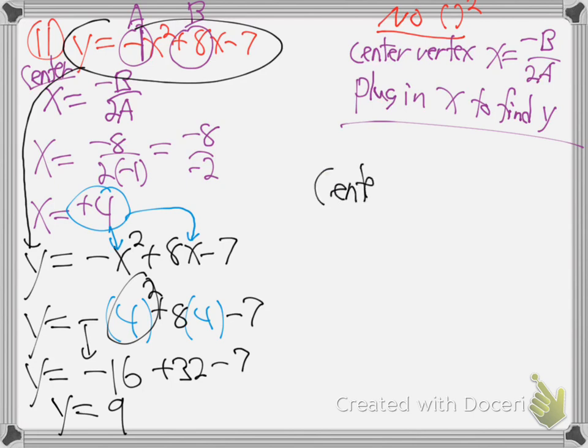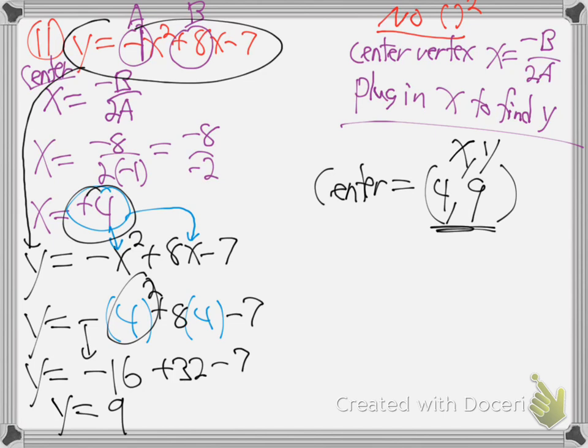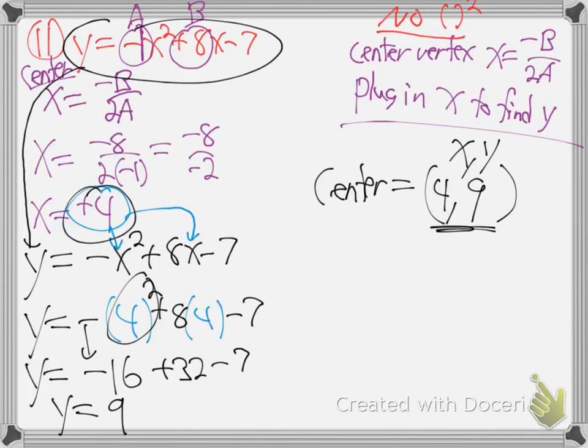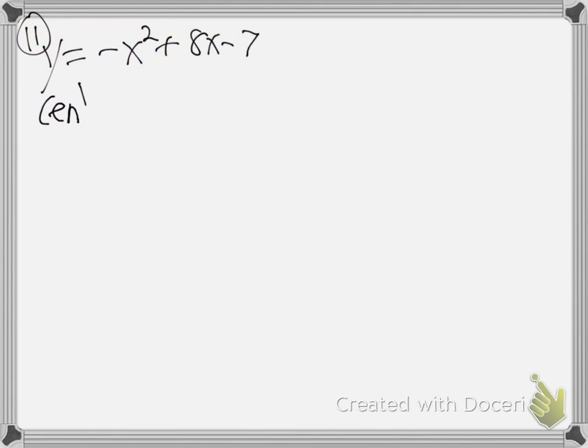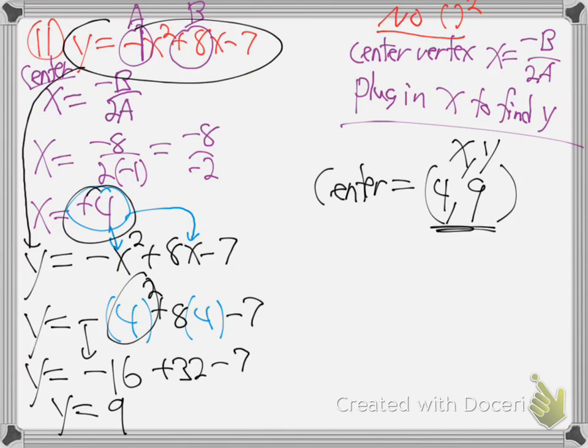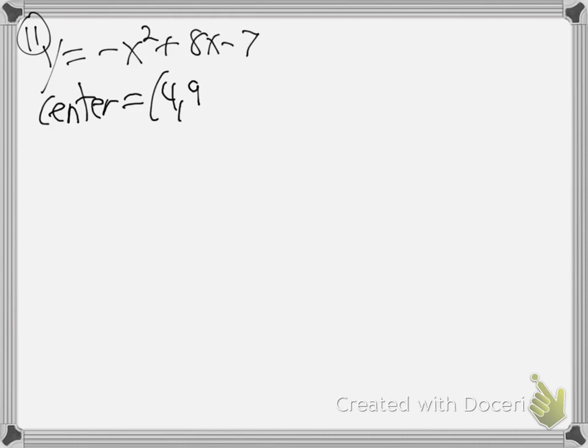So the center of the parabola, the vertex, is what? It's x comma y. What's x? Right there, 4. And y is 9. So there's the center of the parabola, 4, 9. Let's go to a fresh screen. So we have y equals, it's still number 11, negative x squared plus 8x minus 7. And we've now got the center is 4, 9. So now we can graph the thing.